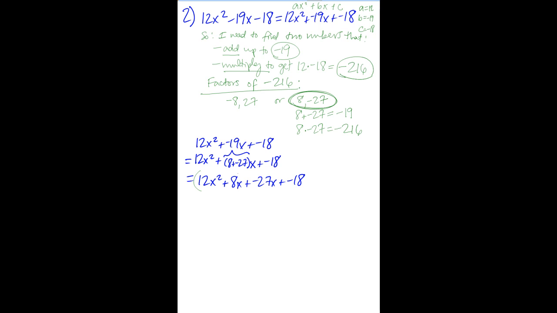I group the first two together, I group the last two together. I find out what is the greatest common factor. Well, the greatest common factor here is 4x. And the greatest common factor here, again, I probably want to pull out a negative sign here, so I get negative 9. So let's try that.